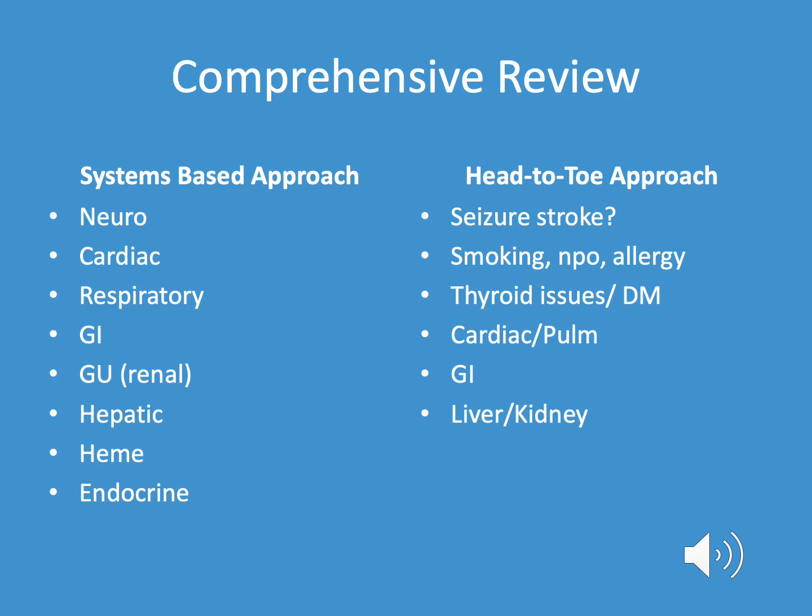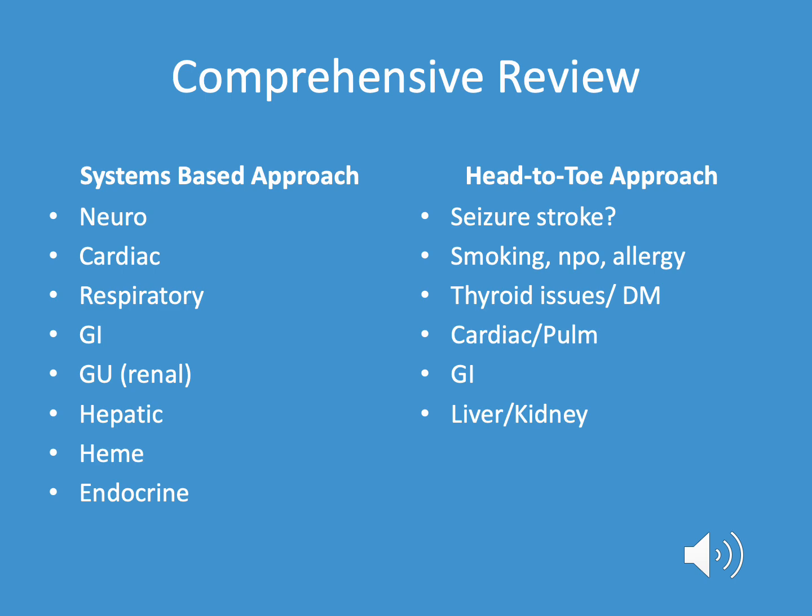So neuro, ask about seizures and strokes. Any positive answer gets follow-up. So if they have MS, you dive into when was your last relapse? What medications do you take? Are you on steroids right now? Cardiac, you'd inquire about heart rhythms, stents, chest pain, their functional status, and so on.